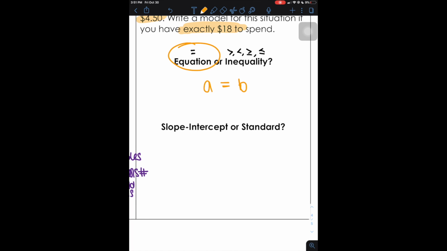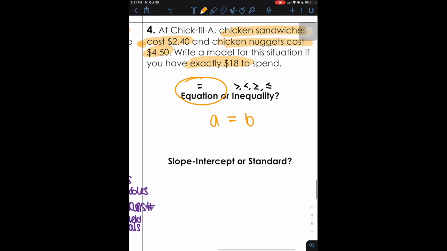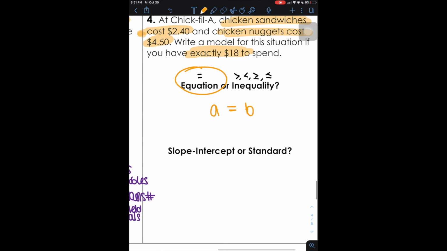Now, is this going to be in slope-intercept form or standard form? So let's see. Do we have one rate or do we have two? So each chicken sandwich is $2.40. And each chicken nugget box is $4.50. So those are two individual rates. So I'm going to go ahead and go with standard form because I know this is for two rates.